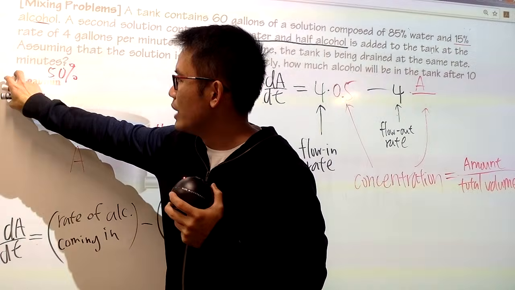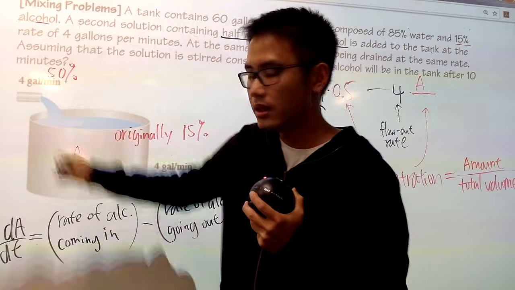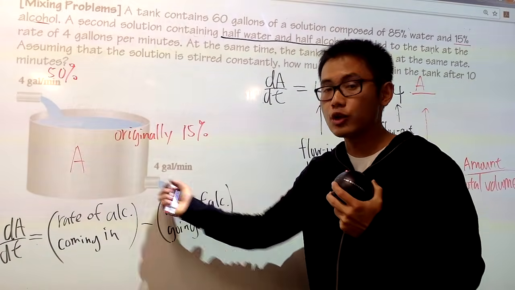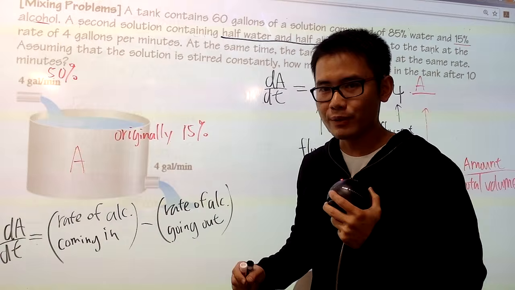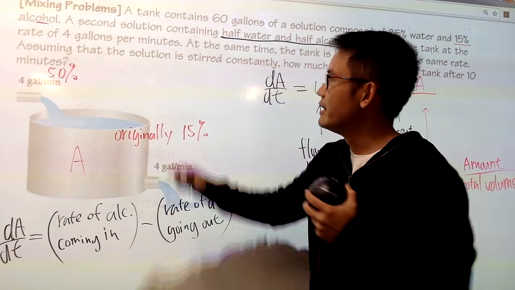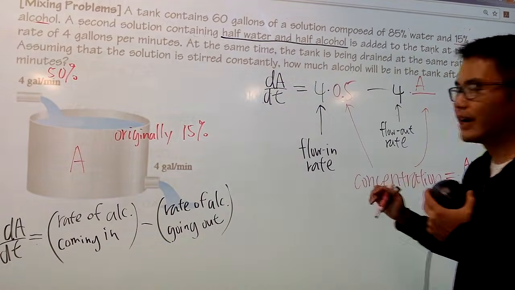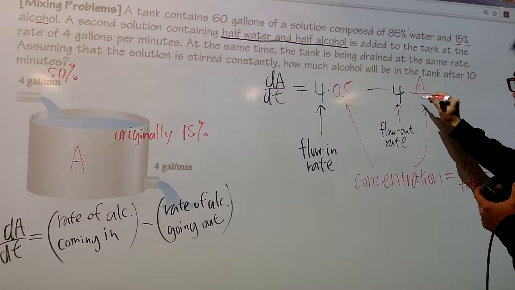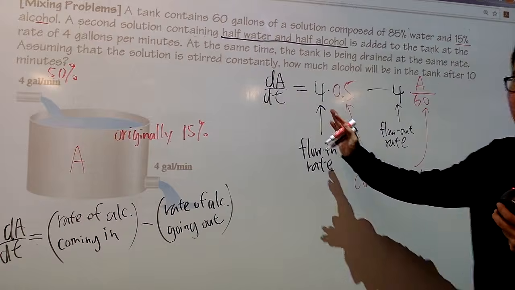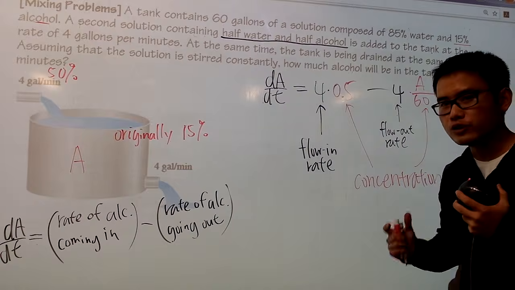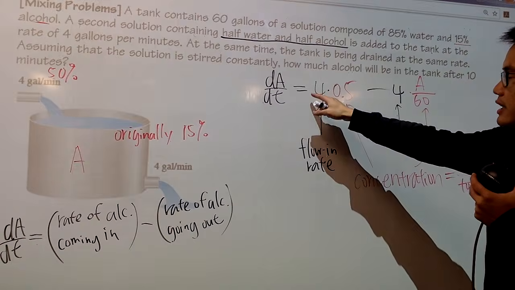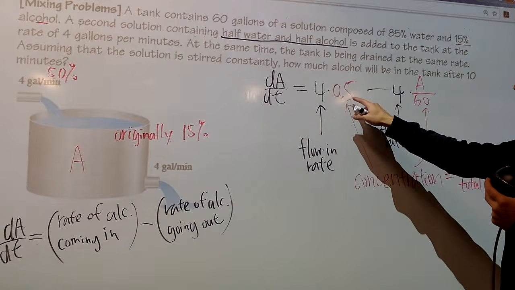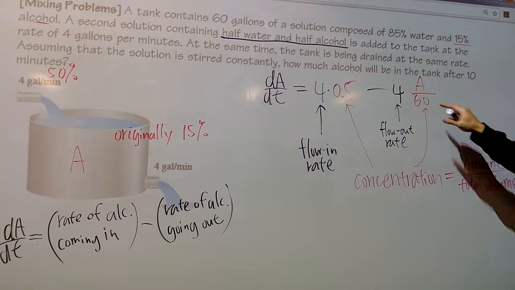Notice we have 4 gallons per minute coming in. In the meantime, 4 gallons per minute going out. What happens to the volume? Nothing. It stays 60 gallons, right? So we do A divided by 60. And now, this right here is the differential equation part. dA/dt is equal to 4 times 0.5 minus 4 times A over 60.